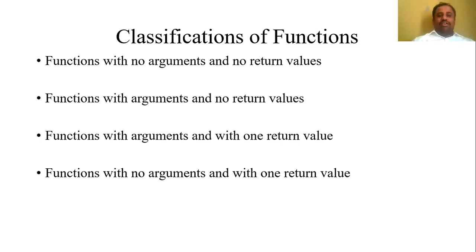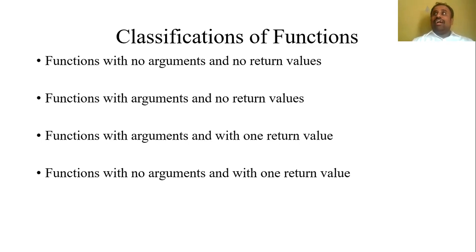Another category: you are going with a nice gift, you took some gift to them to wish them on their marriage. You are taking arguments with you, the arguments being the gift, but they won't give anything back to you. That is what you call a function with arguments and no return value. They won't give any gift to you while coming back. That is the second category.